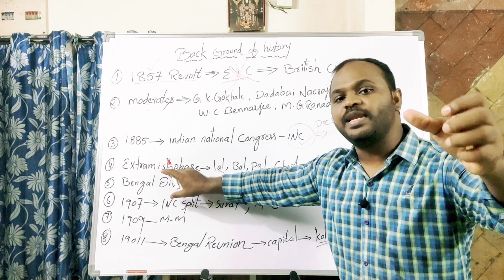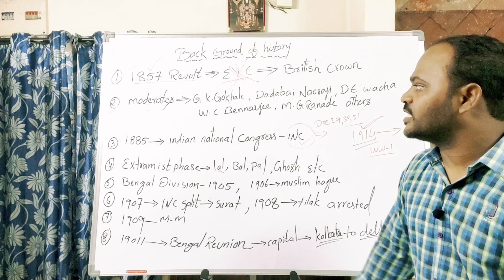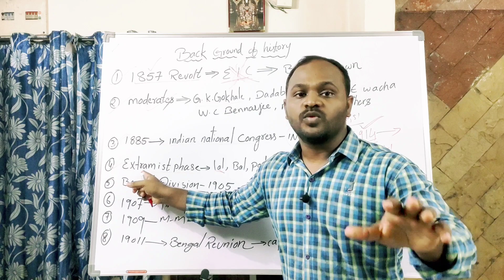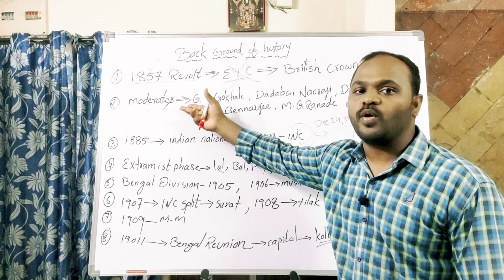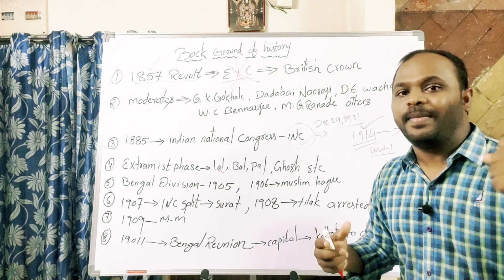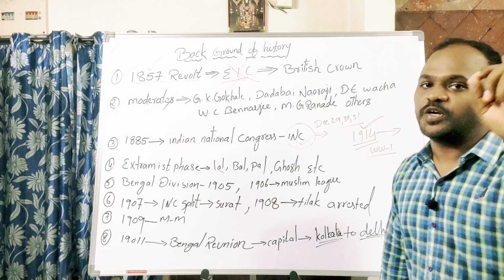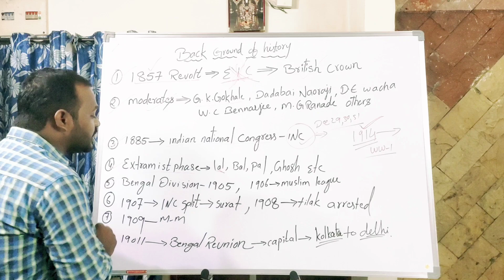If you carefully observe mindsets, some persons are moderates, cool, calm, requesting persons. But some persons are not cool and calm. They are always fighting in spirit. They are demanding, fighting, robbing. Are you getting the point? In our history, there are some persons who are cool and calm, called moderates, and some who believe in fighting and demanding, called the extremist or militant group.